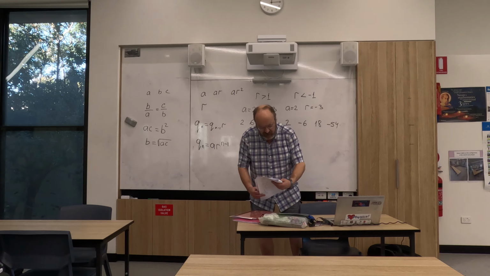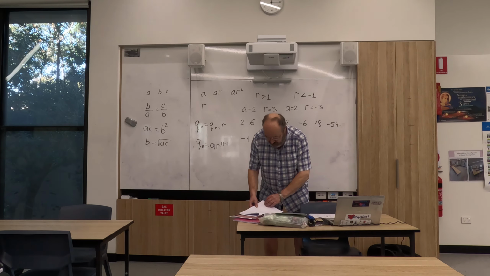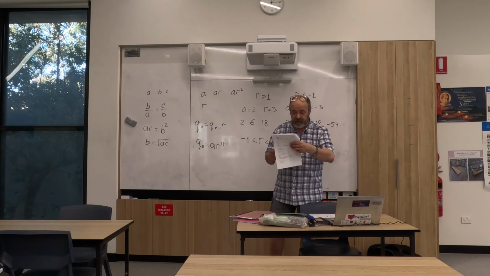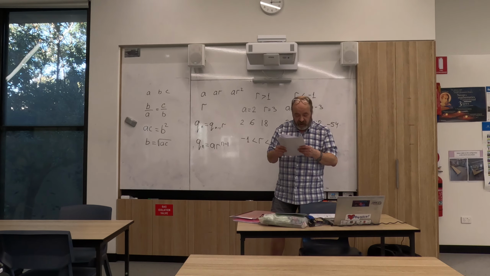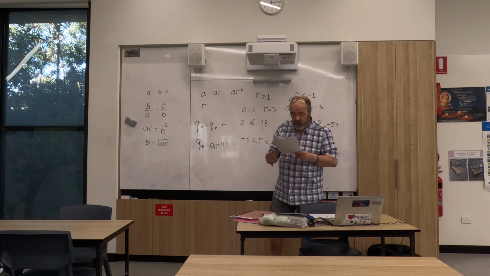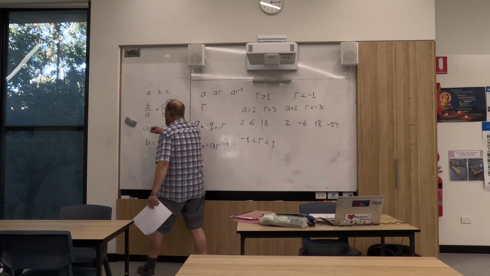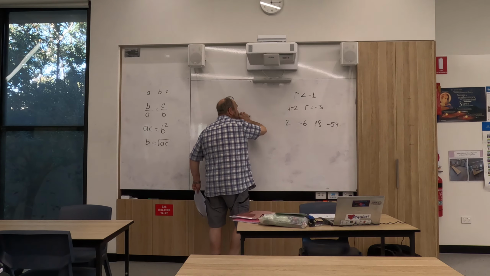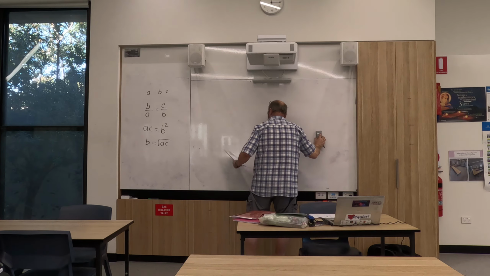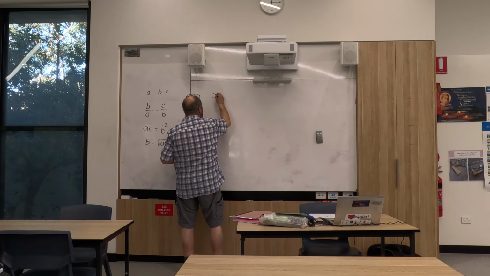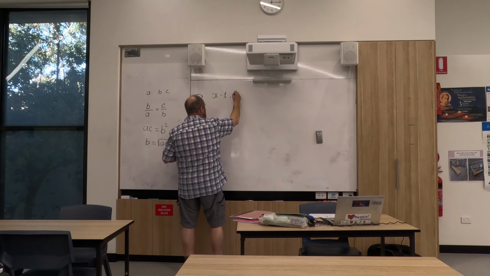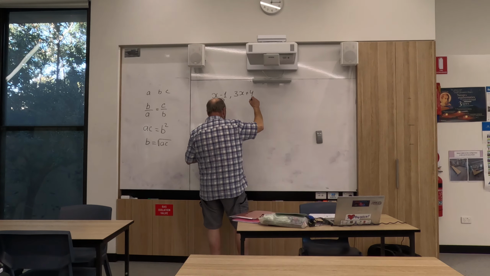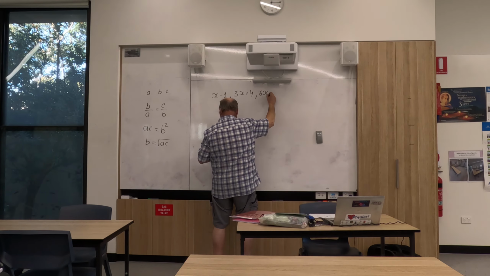Let's consider one example from your booklet, 3D. Let's consider example 4. We have 3 consecutive numbers of a geometric sequence. They are x minus 1, 3x plus 4, and 6x plus 8.